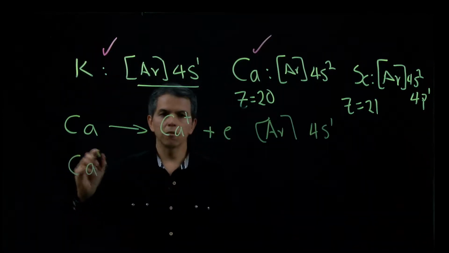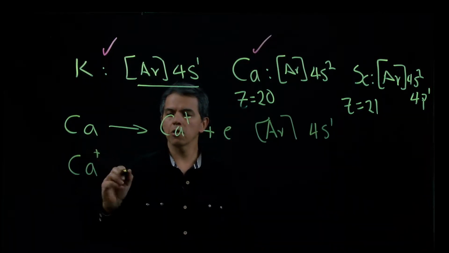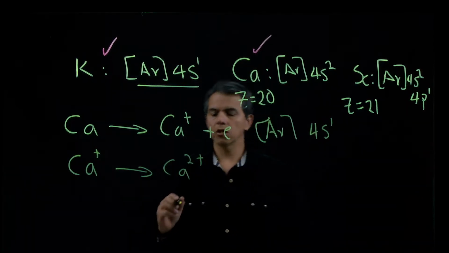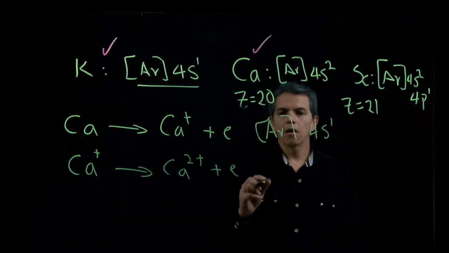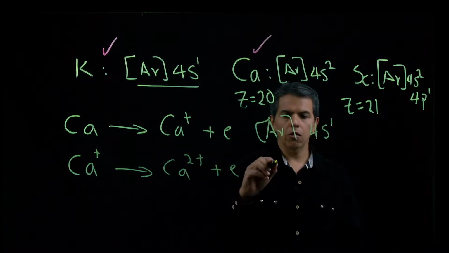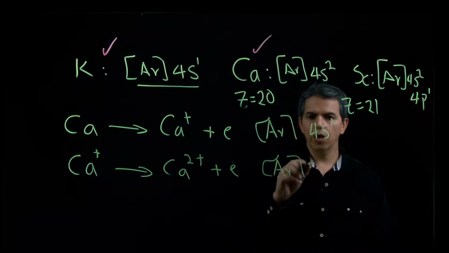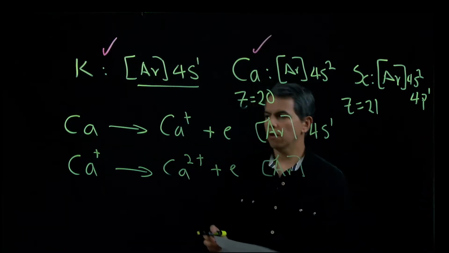For calcium, for the second ionization energy, calcium plus is going to lead to the formation of calcium 2 plus and 1 electron. The electronic configuration is going to be that of argon, and we have lost the 4s1 electron, so that's all what we have.